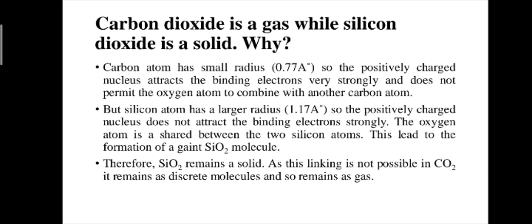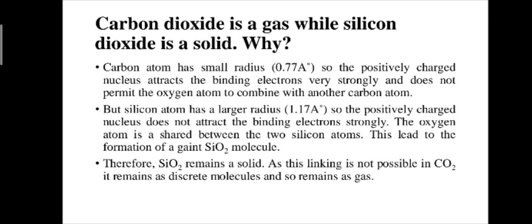Carbon atom has a small radius, 0.77 Angstrom units, so the positively charged nucleus attracts the binding electrons very strongly and does not permit the oxygen atom to combine with another carbon atom. But silicon atom has a larger radius, 1.17 Angstrom units, so the positively charged nucleus does not attract the binding electrons strongly. The oxygen atom is a shade between the two silicon atoms.